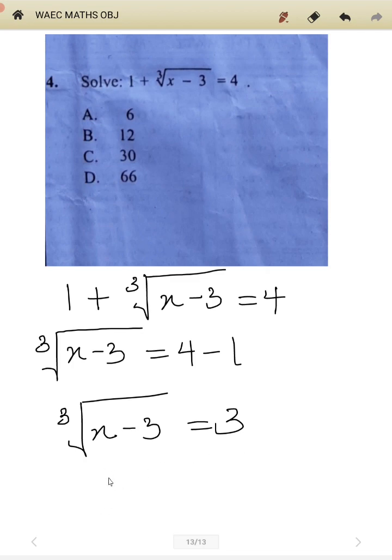So let's rewrite this root in the indices form. It is x minus 3 to the power 1 over 3. From the third question, I related the indices and these laws. There is something you are now going to do. Since you have x minus 3 to the power 1 over 3, you will find the cube of both sides.